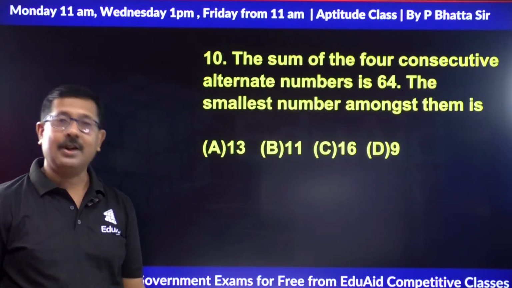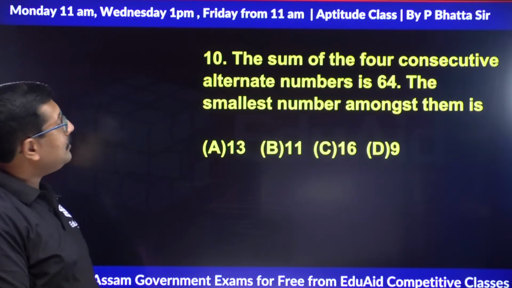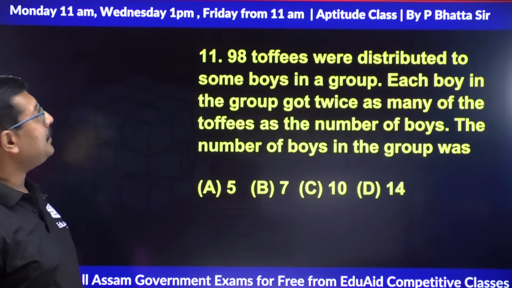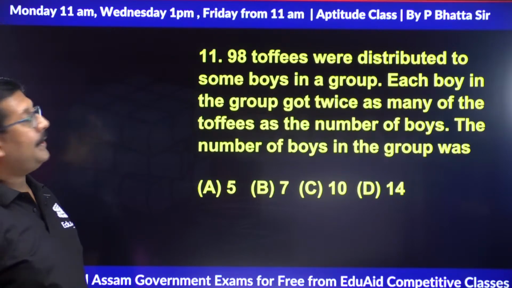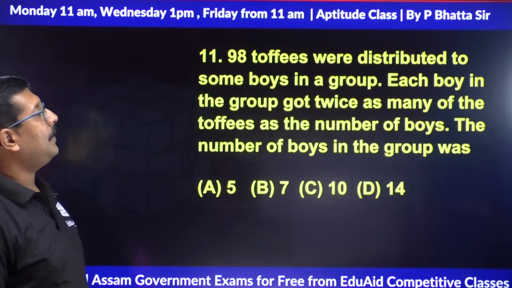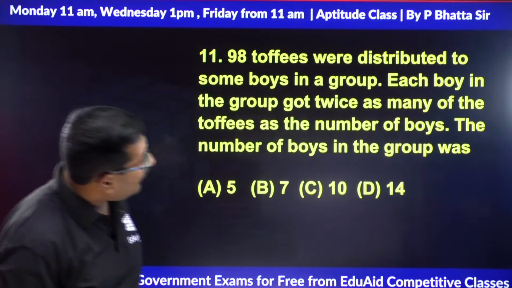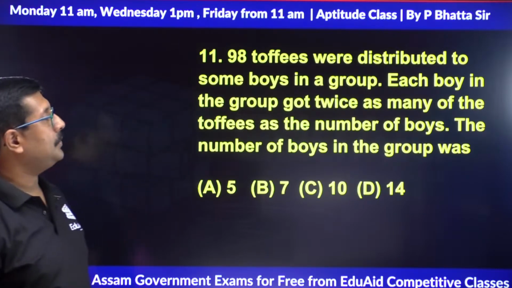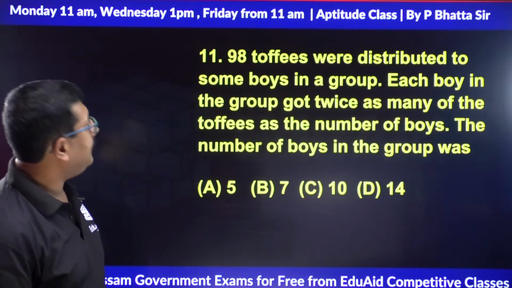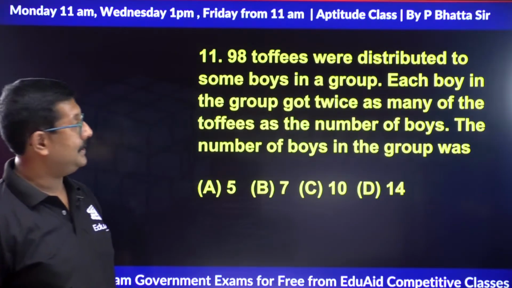Next, let's see what kind of questions we can get. 98 toffees were distributed to some boys in a group. Each boy in the group got twice as many of the toffees as the number of boys.